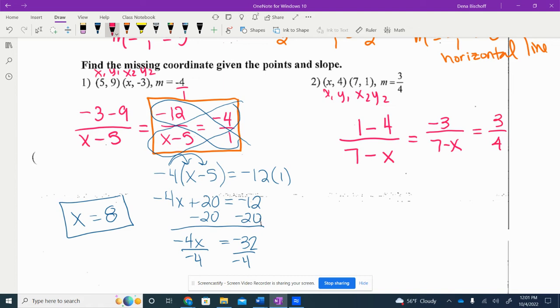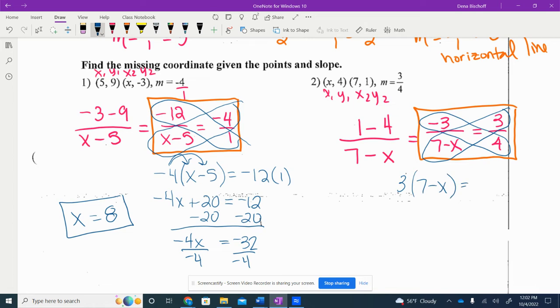3 over 4. So again, we have this proportion, and the only way to solve a proportion is to use the cross product method. So I have 3 times the quantity 7 minus x equals negative 3 times 4. How am I going to simplify? Distribute. Thank you, Kate. So 21 minus 3x equals negative 3 times 4 is negative 12.